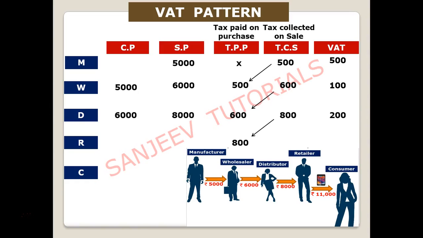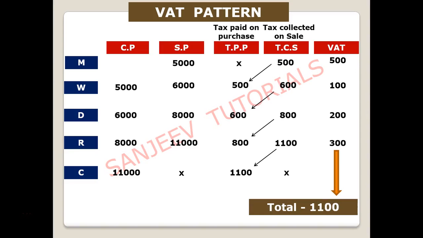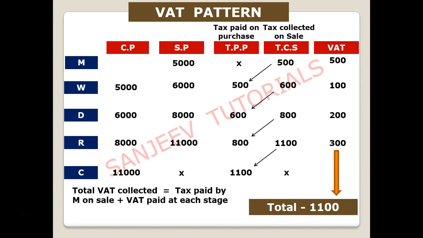So we have calculated the VAT paid by the manufacturer, wholesaler and dealer using the same logic of VAT, that is VAT is tax collected on sale minus tax paid on purchase. I get the VAT paid by the retailer as 300 rupees. Now I have entered all the values in the VAT column. If you total all these values, we get rupees 1100, which was the same in the sales tax pattern we saw in the earlier slide.